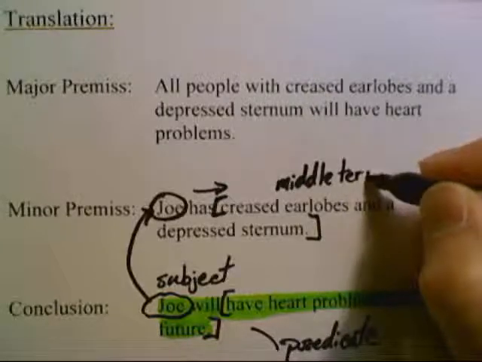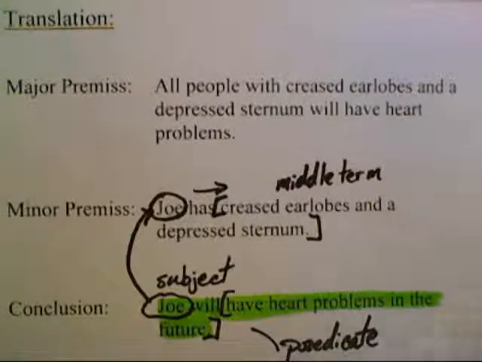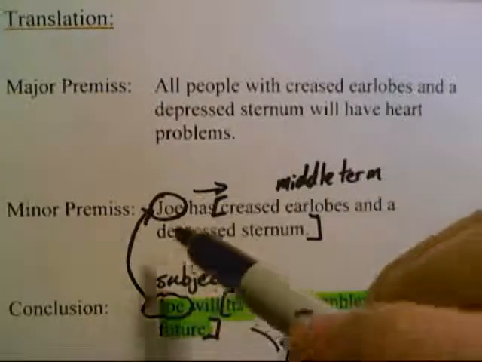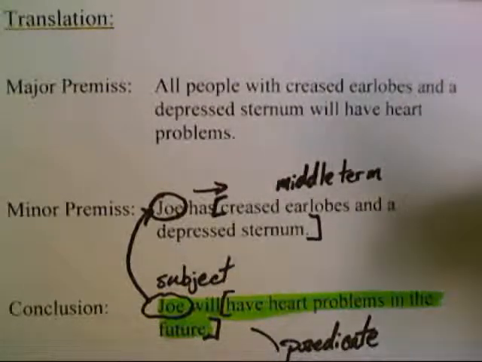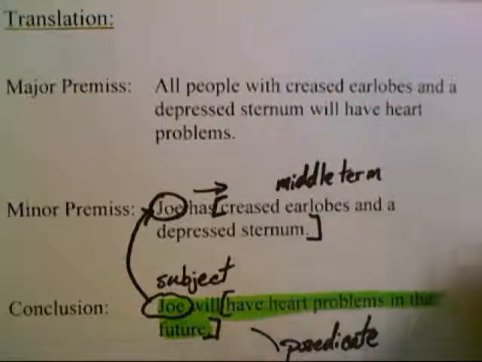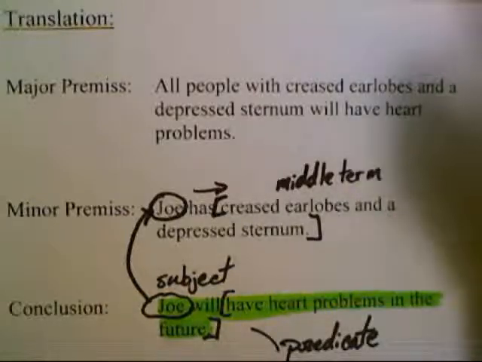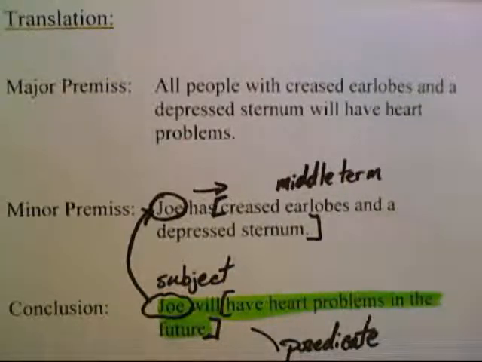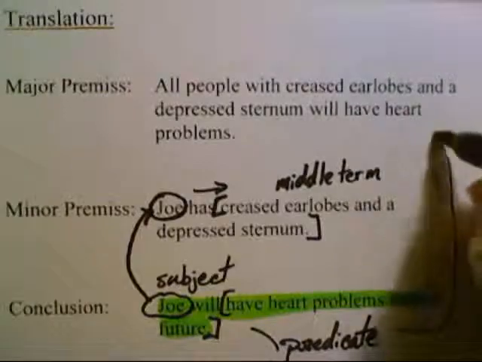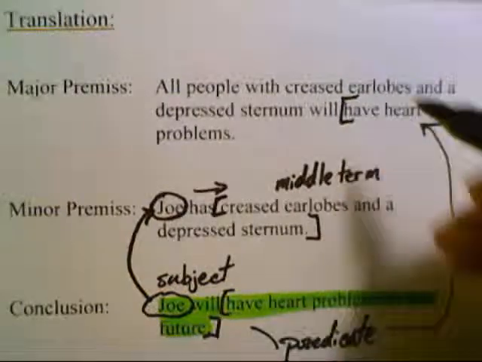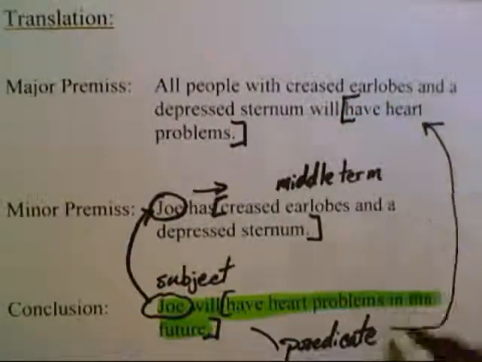The subject in the minor premise always leads to the middle term. So again, as we found in the previous bit on our argument in linguistic form, we identified the creased earlobes and depressed sternum as our middle term. So in the minor premise, subject always leads to the middle term. The only other thing we have left from information in that previous linguistic argument is the fact that people with depressed sternums and creased earlobes will have heart problems. That was what we identified as a premise in the other argument here.